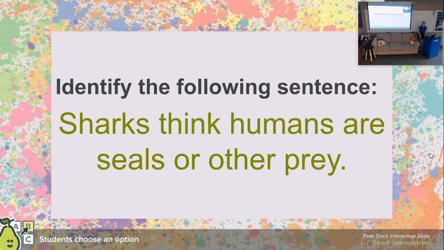So this one is just expressing a fact, right? It's just saying, hey, sharks think that humans are seals or other prey. So if we're just stating a fact, it's a declarative sentence, right? We're just declaring a statement of truth. This is not an imperative. I always get declarative and imperative mixed up. But just think declare, you're declaring something. So just like a statement or a fact or a truth.